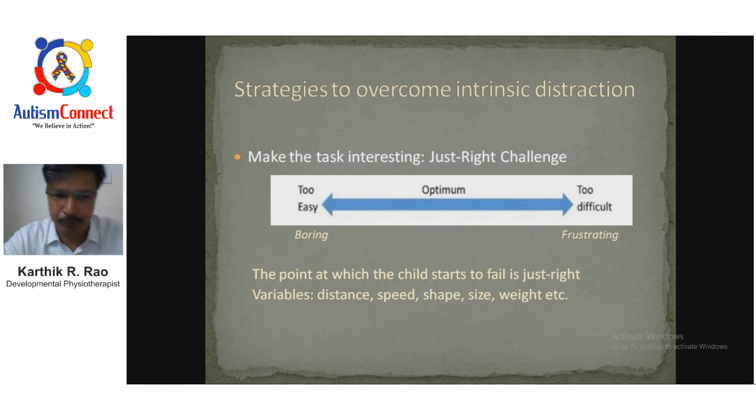So what are the variables that you can look at? The variables could be distance, the variables could be speed, it could be shape, it could be size, weight, etc., which means a lot of things that you can see in which we can always manipulate the complexity of the task, make it easier or make it more and more difficult, by adjusting these variables.